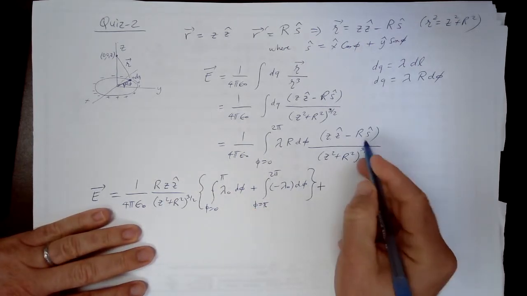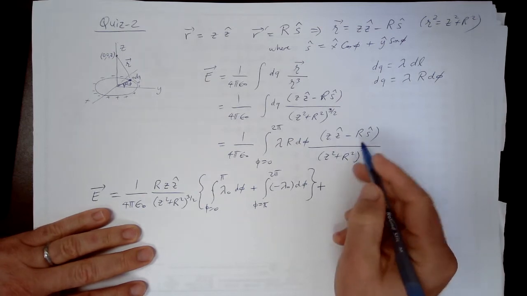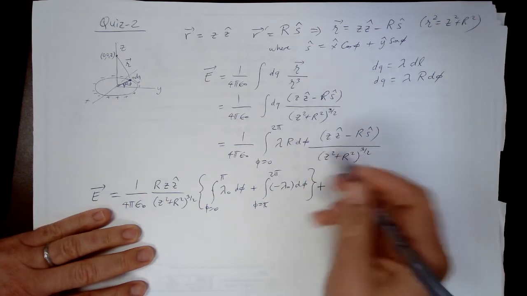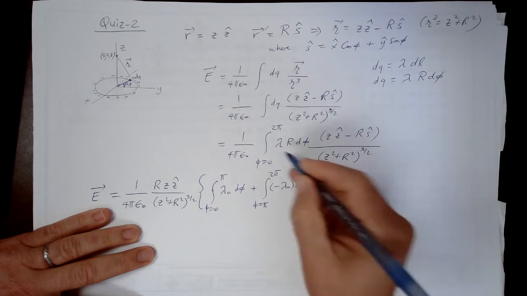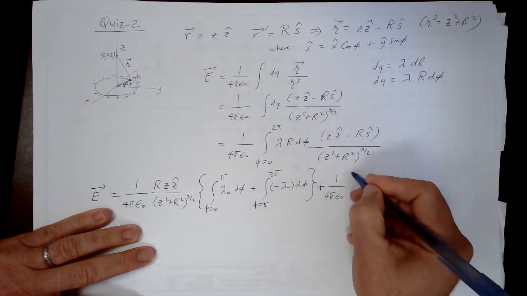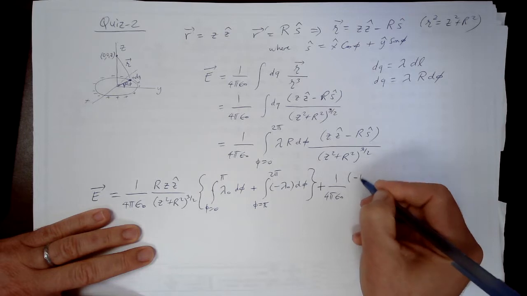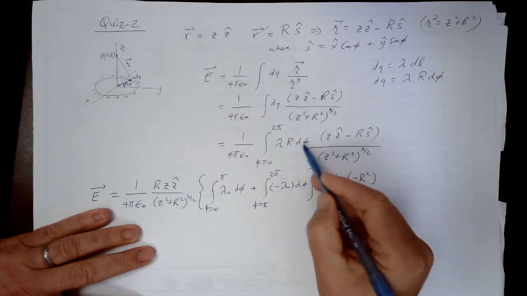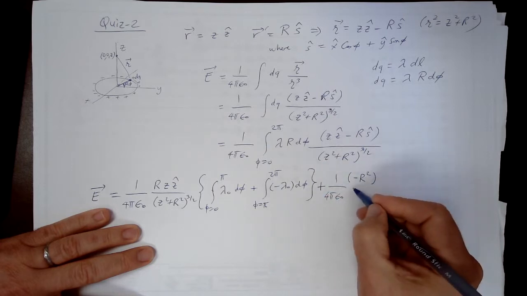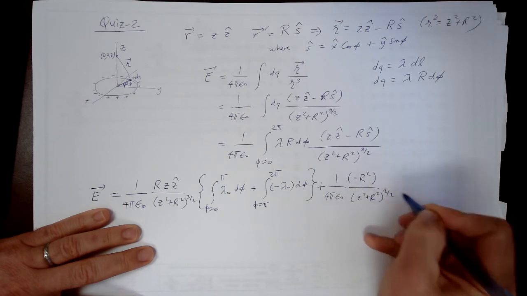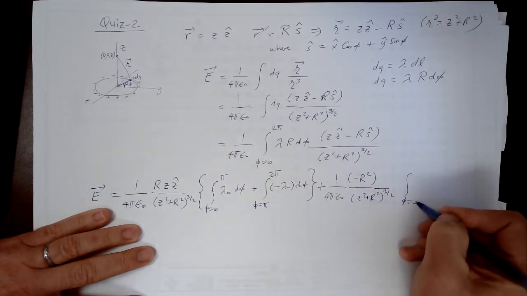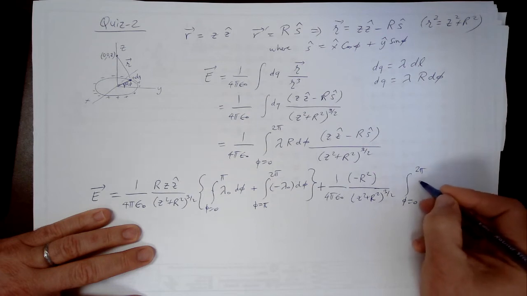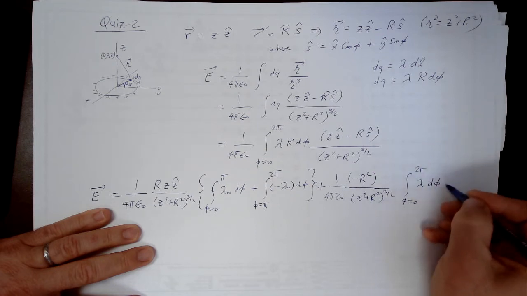Now plus, now the s hat component, minus R part. Now R times R is minus R squared. So let me write that out. It's going to be 1 over 4 pi epsilon naught, again, you have minus R squared over z squared plus R squared 3/2. And then I have phi 0 to 2 pi, lambda d phi s hat.